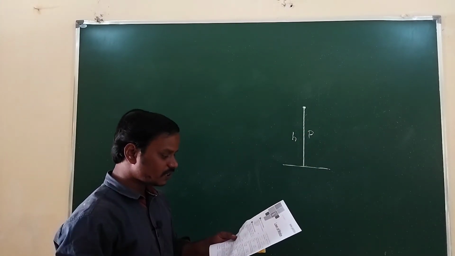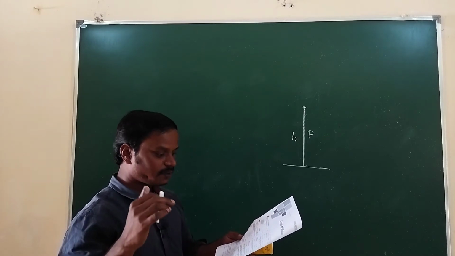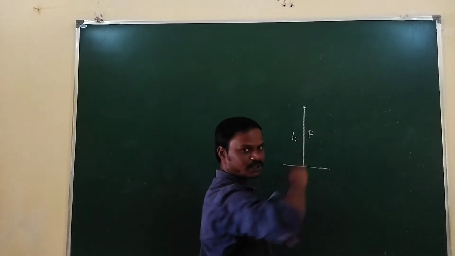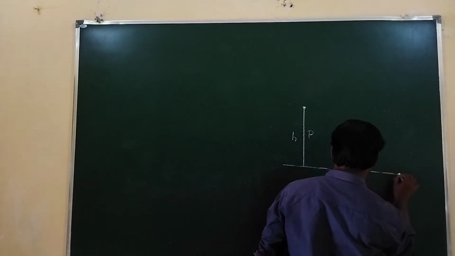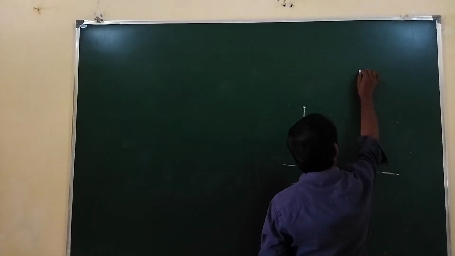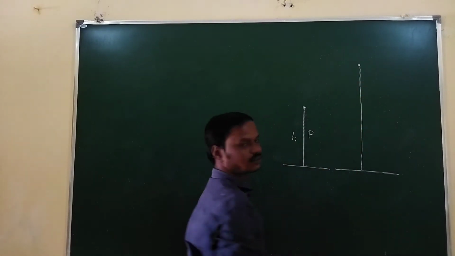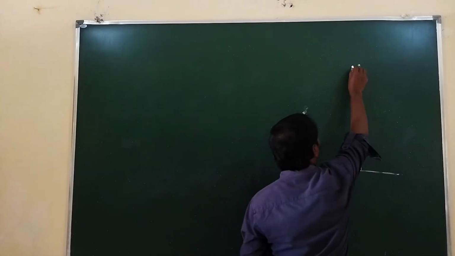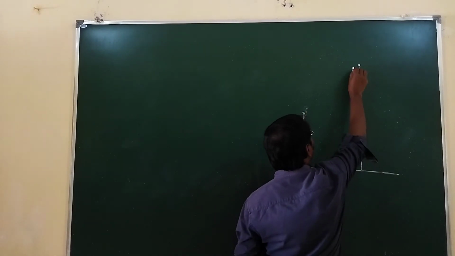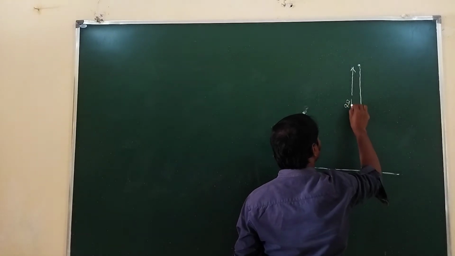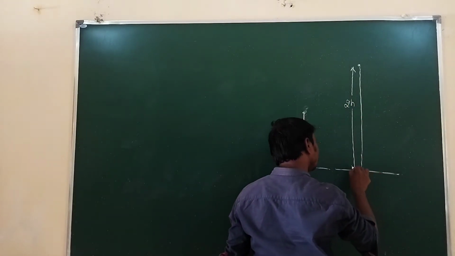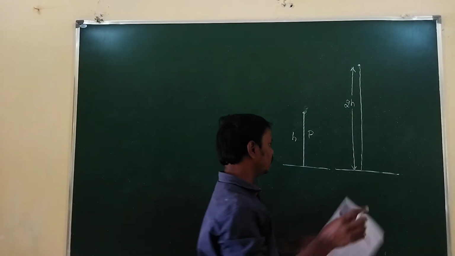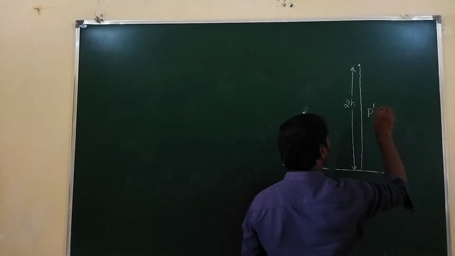If the same stone is dropped from a height 100% more than the previous height, 100% more means 2 times h. Let us take it as 2h, because it is 100% more than the previous height. Now the momentum becomes p dash.